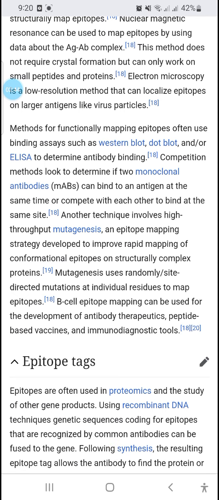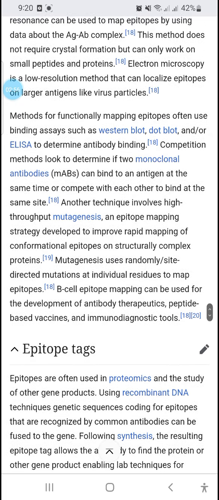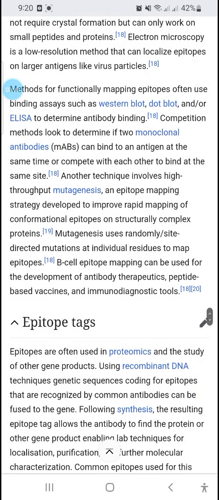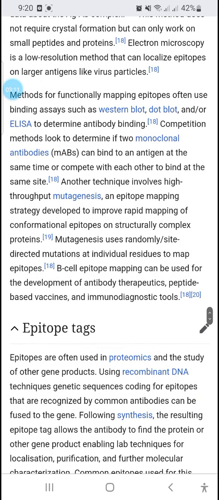Another technique involves high throughput mutagenesis, an epitope mapping strategy developed to improve rapid mapping of conformational epitopes on structurally complex proteins. Mutagenesis causes randomly site-directed mutations at individual residues to map epitopes. B-cell epitope mapping can be used for the development of antibody therapeutics, peptide-based vaccines, and immunodiagnostic tools.